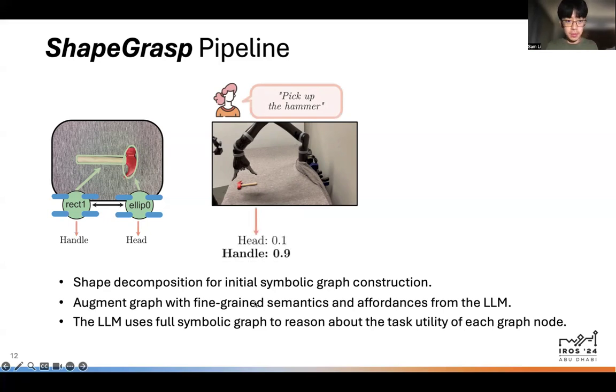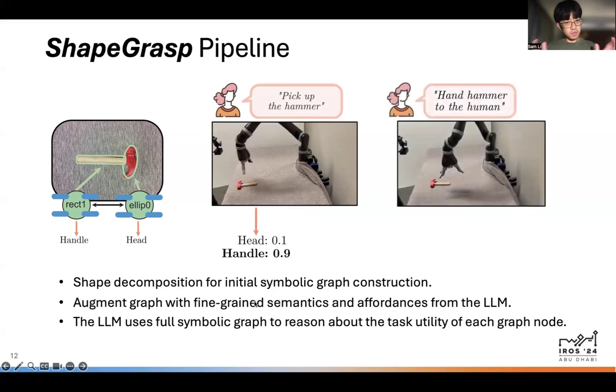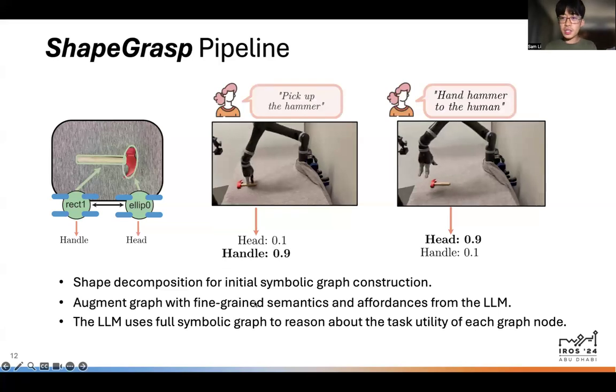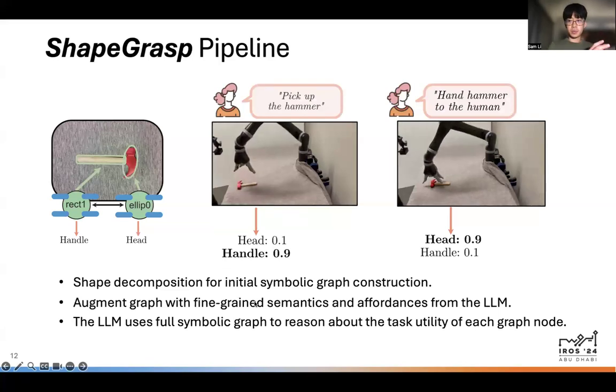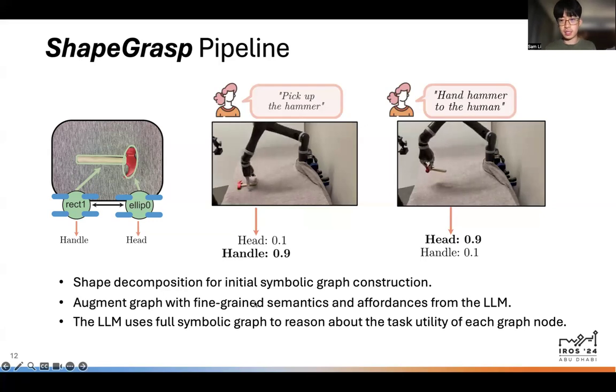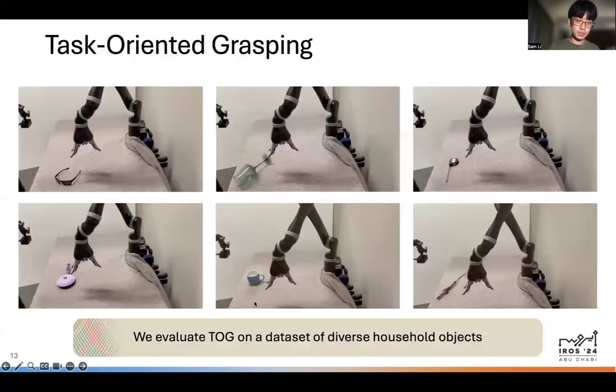For the task pick up the hammer, the handle is given a high score, and we use a simple end effector controller to send the robot there to execute a grasp. And for the task hand over the hammer to a human, it gives the head a high score to leave the handle available. And we can execute a different grasp with the same input graph in the same semantic context, illustrating how the augmented semantic graph is useful for this nuanced task-based reasoning.